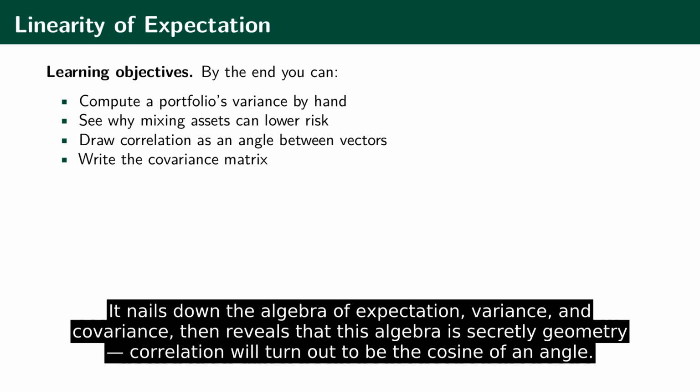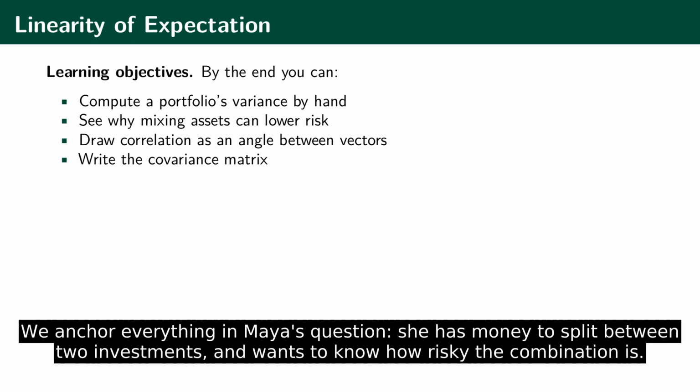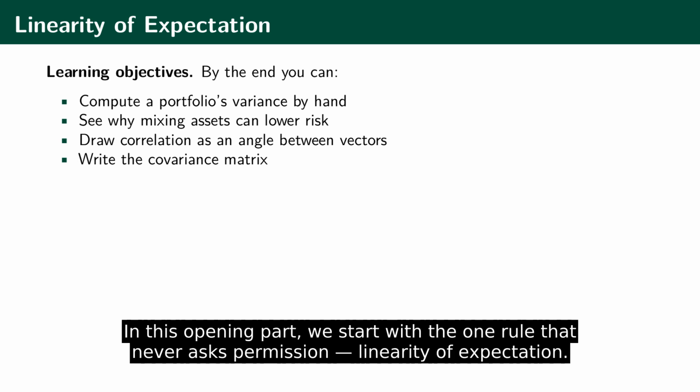It nails down the algebra of expectation, variance, and covariance, then reveals that this algebra is secretly geometry. Correlation will turn out to be the cosine of an angle. We anchor everything in Maya's question. She has money to split between two investments and wants to know how risky the combination is. In this opening part, we start with the one rule that never asks permission, linearity of expectation.